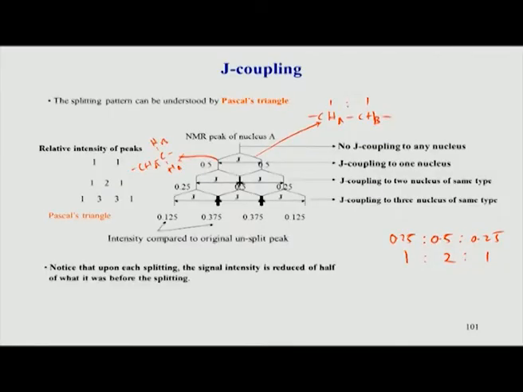Welcome back. In the last class, we saw how we can calculate the J coupling pattern based on the number of hydrogens to which a given hydrogen is coupled. This was using the Pascal triangle which is shown here. If there is one hydrogen coupled to one hydrogen, we get a doublet because of the splitting, and the signal gets split into two equal halves. So, you get 0.5, 0.5, which has a ratio of 1:1, the relative intensity.